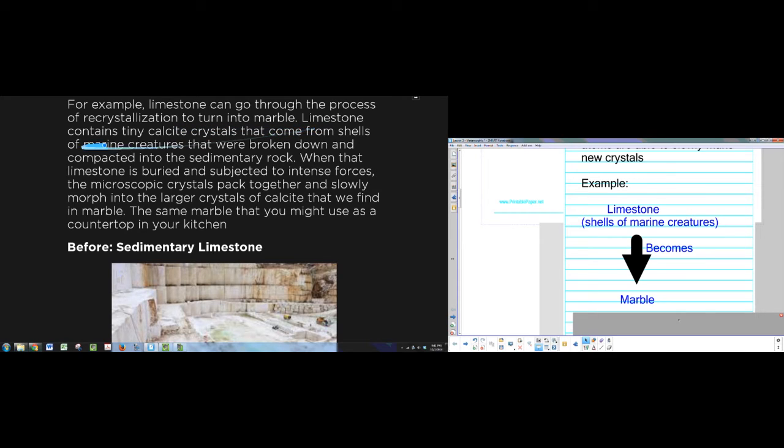Limestone contains many calcite crystals that come from the shells of marine creatures that were broken down and compacted into sedimentary rock. So we're starting with a sedimentary rock. Then, that limestone is buried and subjected to intense forces. The microscopic crystals pack together and slowly morph into larger crystals of calcite that we find in marble. The same marble you might use as a countertop in your kitchen.